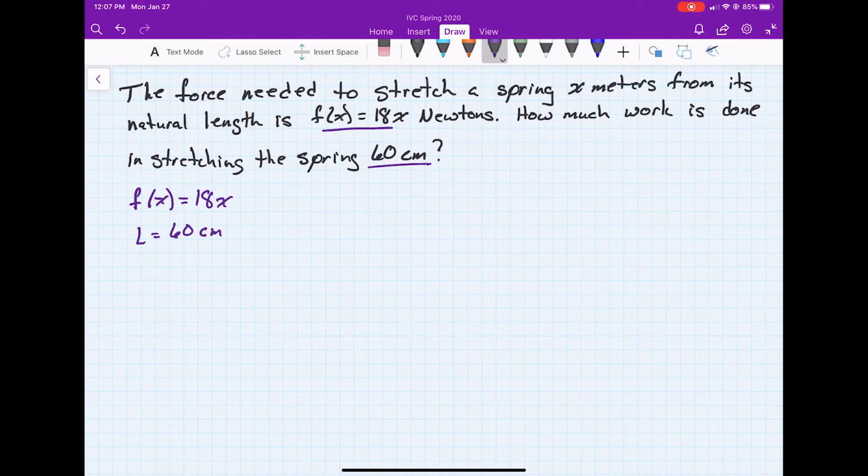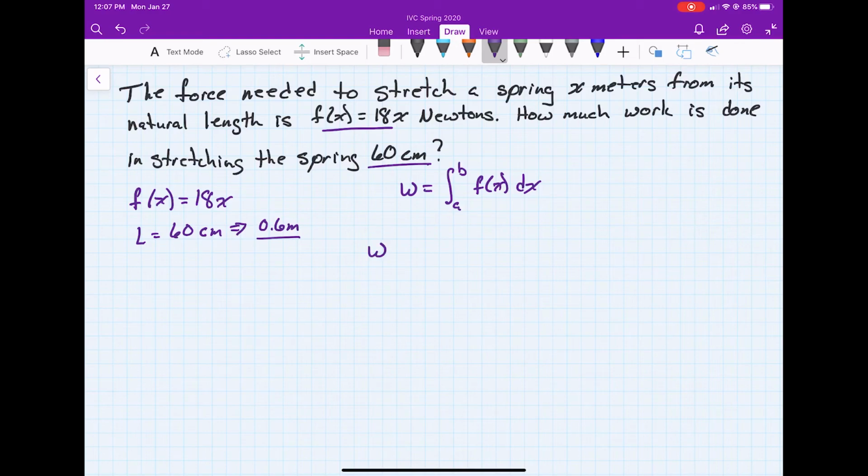Now, I like to work in meters, or we should be working in meters, so centimeters is times 10 to the negative 2, so we'll just move the decimal place over. Then we've got 0.6 meters. Now, our formula for work is work equals the integral from a to b of f of x dx. Unfortunately, we're given an f of x, and we can assign our a value to be 0 and our b value to be the length that we want to pull this to.